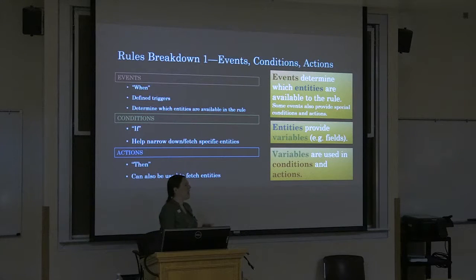So if you think of a content type, let's say an article, and the article has an image field, if you want to work with that image field, you have to pull in that article node. So just keep in mind we have events. We're narrowing it down to entities, and entities sort of narrow down into these little pieces of data called variables, which we use with our conditions and actions.